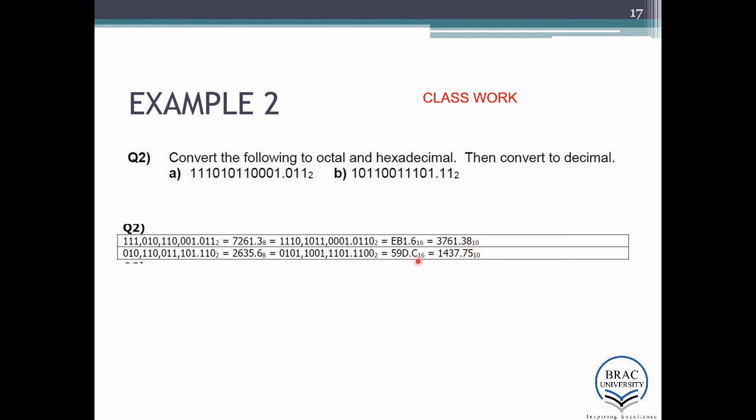So just divide by 10, you get the hexa to decimal for both cases. I suggest you try to do it by yourself and check with the solution here. Thank you.